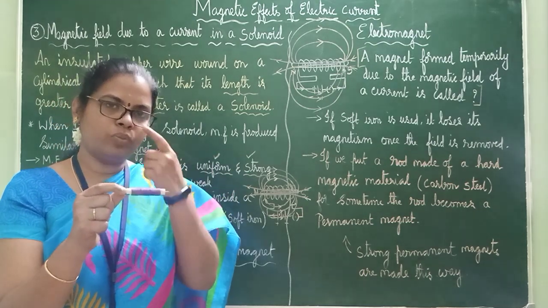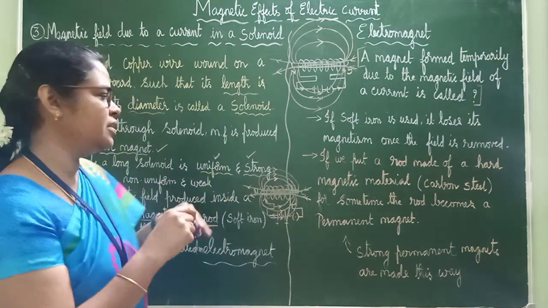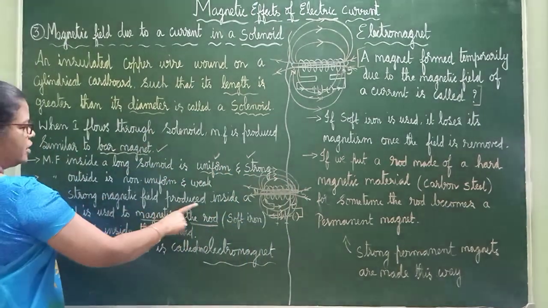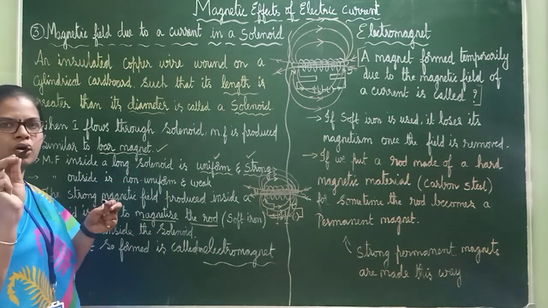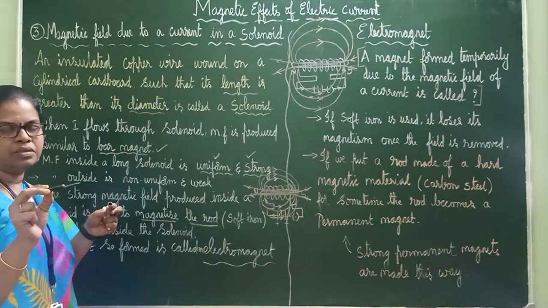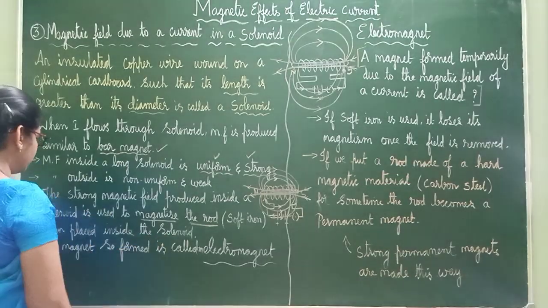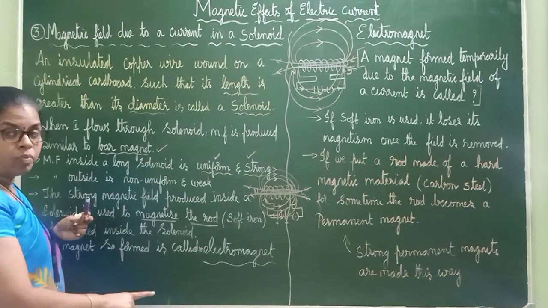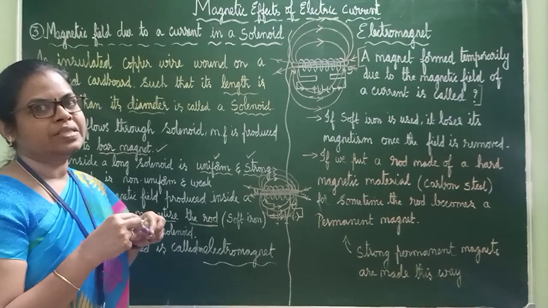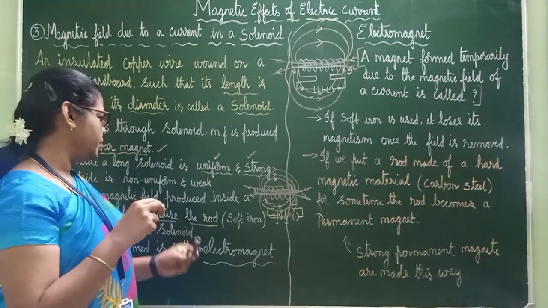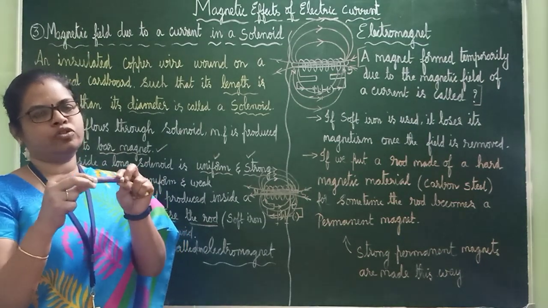If current is not allowed to pass through, what happens? It will stop working and it will not work like a magnet. That is very important here. The strong magnetic field produced inside a solenoid is used to magnetize the rod. So this rod is magnetized with the help of current, then placed inside the solenoid. The magnet which is so formed is called as what? Electromagnet. I asked one question, no? What is electromagnet? So you got the answer. So this magnet which is formed like this now, this is called as electromagnet.